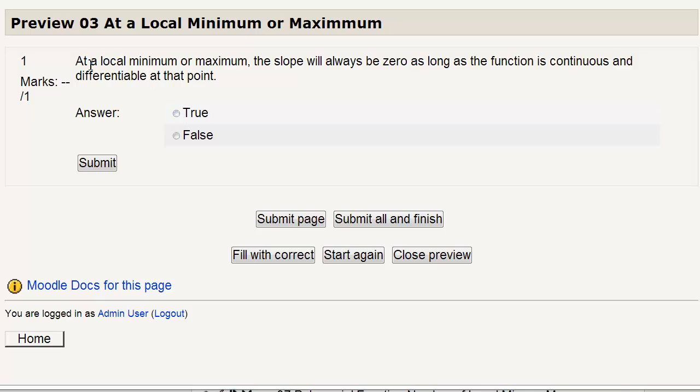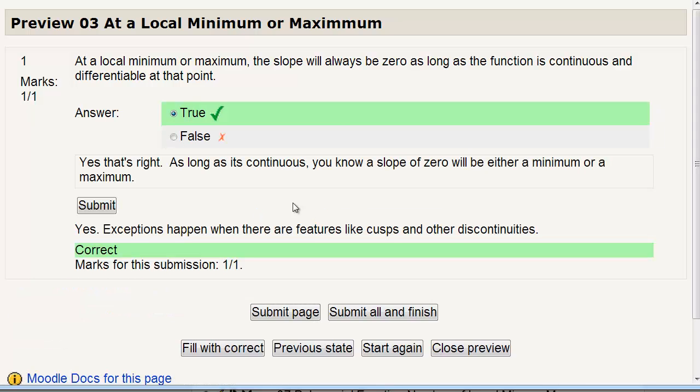In this case, we've taken the question again. We've said at a local minimum or maximum, the slope will be 0 as long as it's continuous and differentiable. And that is actually true. As long as it's continuous and differentiable, the slope will be 0 at a local minimum or a maximum. And there are exceptions to the local minimum or maximum, but those are things like cusps and discontinuities where you can't actually differentiate the function.